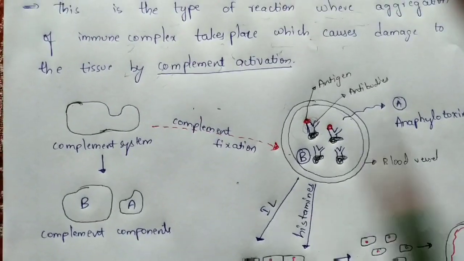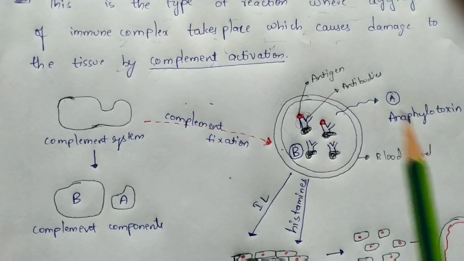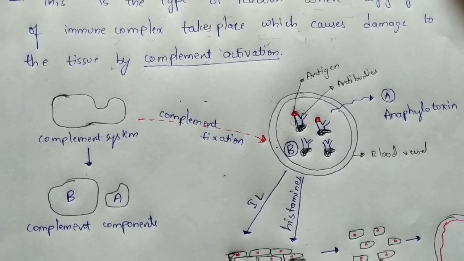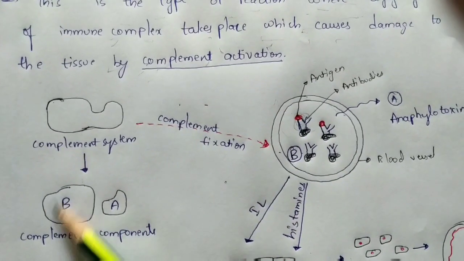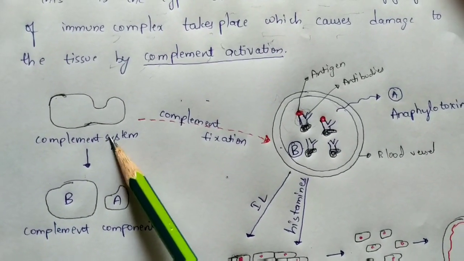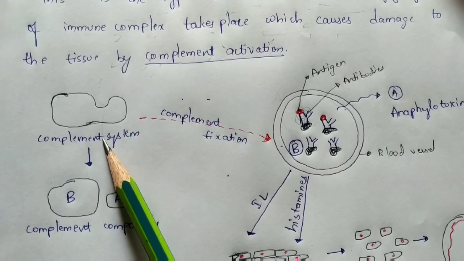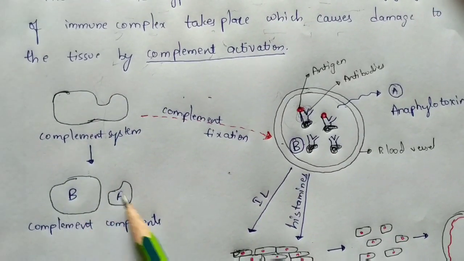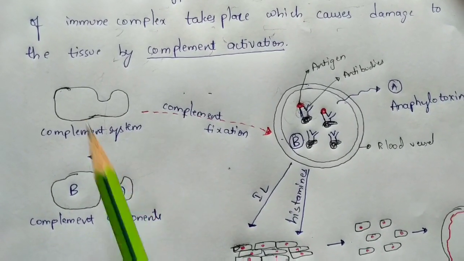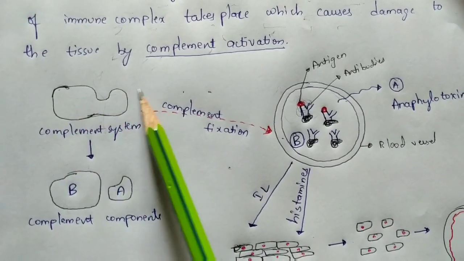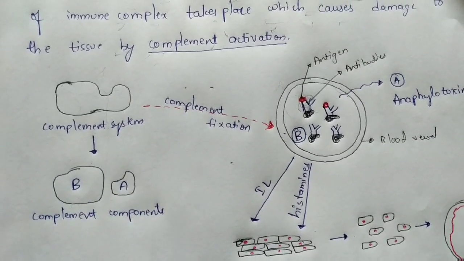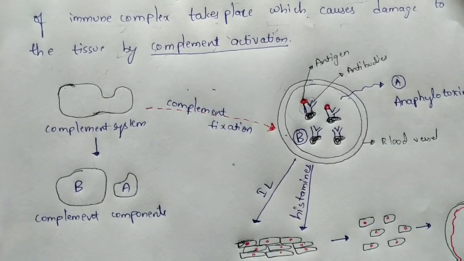Before entering into the phenomenon, firstly you have to know what is meant by the complement system. For that, I'm going to explain another big video later, but in this video I'll explain shortly what the complement system is. When the complement system gets divided, it mainly forms two segments, B segment and A segment. If you see here, this is the largest part and this is the smallest part. The largest part is said to be complement B and the smallest part is complement A.